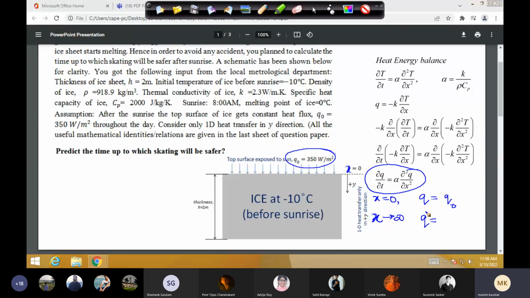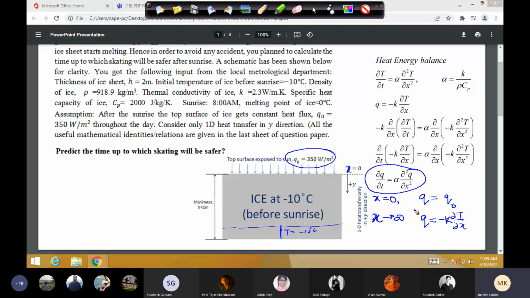So now we'll say we don't know. Fine. We don't know, but we know Q is minus k dT by dx. And since heat has not penetrated deeply, in this region the temperature is still minus 10 degrees everywhere. So temperature is constant in this region.